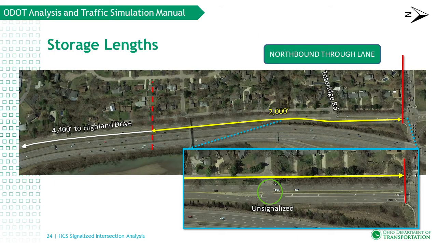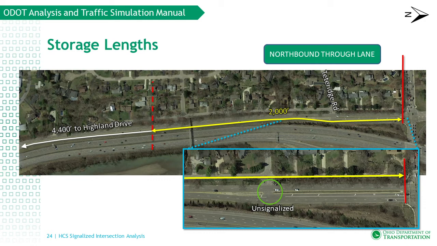This graphic illustrates the storage length calculation for the northbound through movement. For illustrative purposes, north is to the right on this illustration. South of Henderson Road, the next closest signalized intersection is nearly 4,400 feet away. There is a low-volume residential intersection at Tedderidge Road, located 500 feet south of Henderson. However, it is not uncommon for traffic to queue through a low-volume residential intersection such as this.